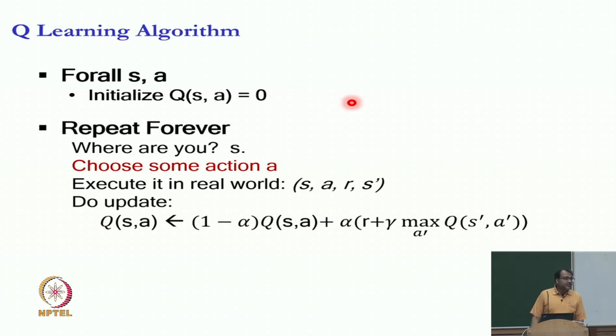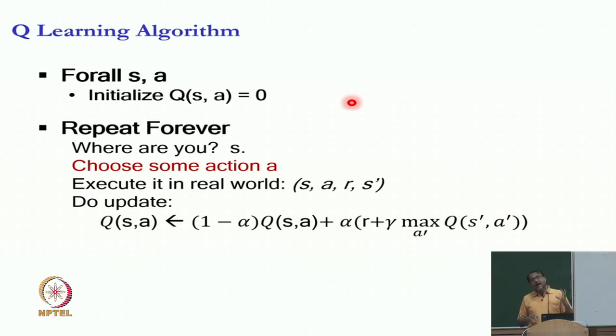It checks where it is in the state space, it is in some state S, and then it chooses some action A, and executes in the real world action A in state S, reaching a specific transition S prime and a specific immediate reward R. This S, A, R, S prime is your sample. So, we execute A in state S and we reach state S prime and we get some immediate reward R.